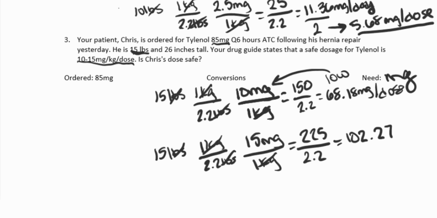So these are going to be per dose, both of these, because that is what our order is in. So it's milligrams per dose, and that is what his is ordered in, 85 milligrams Q6 hours, so per dose. Is our 85 milligrams in between the 68 to the 102? Yes, so we are good, we are safe. So hopefully this was helpful for you.